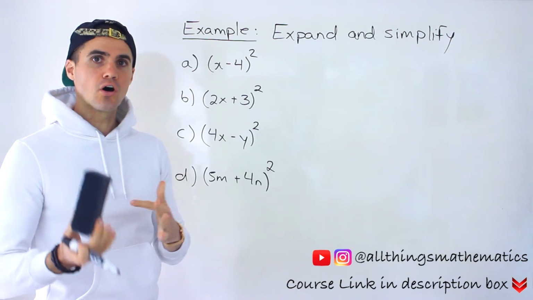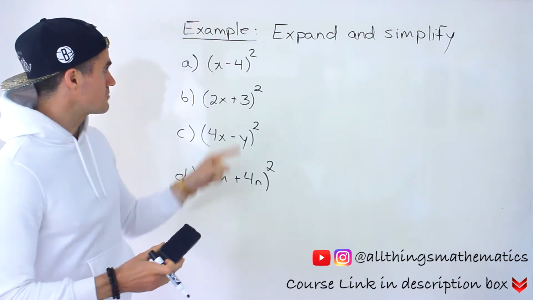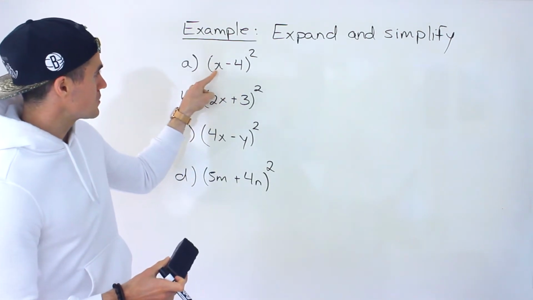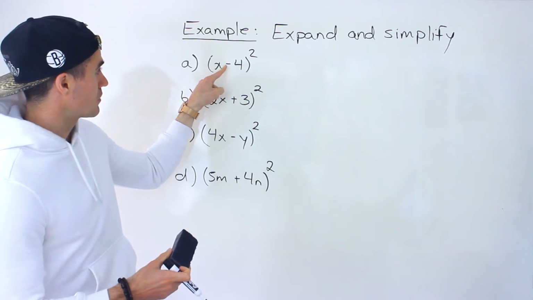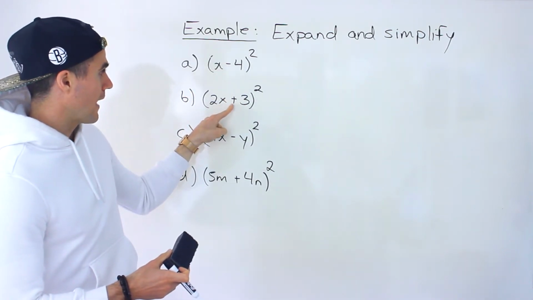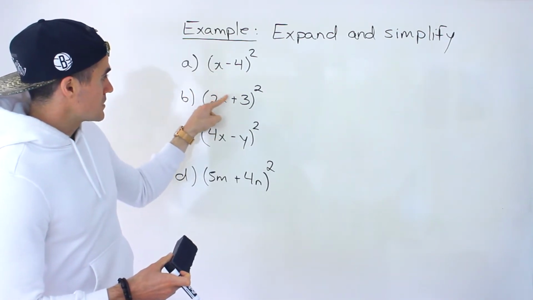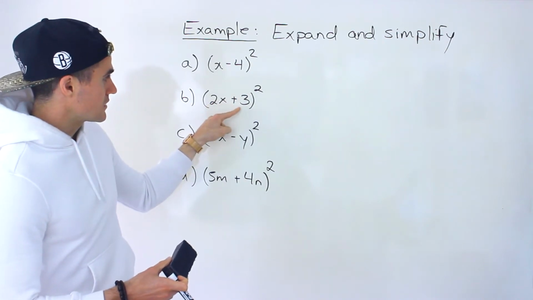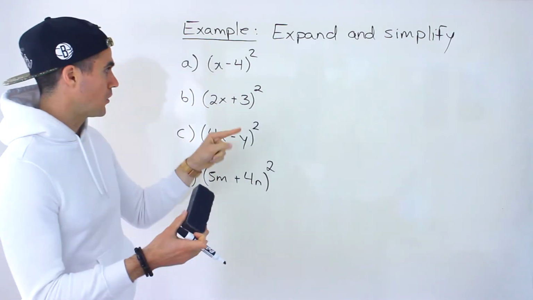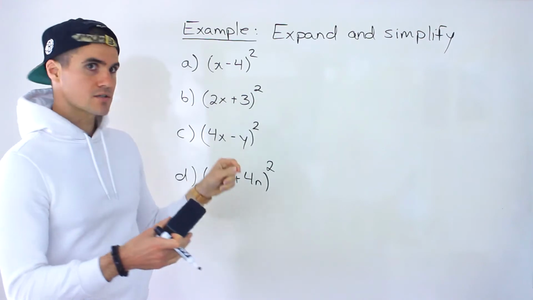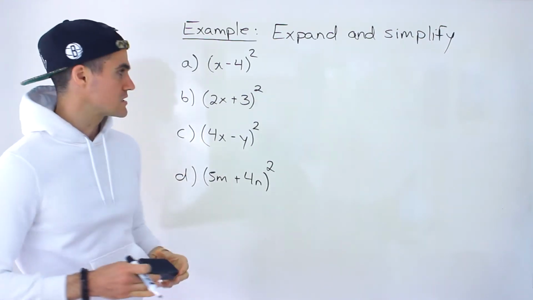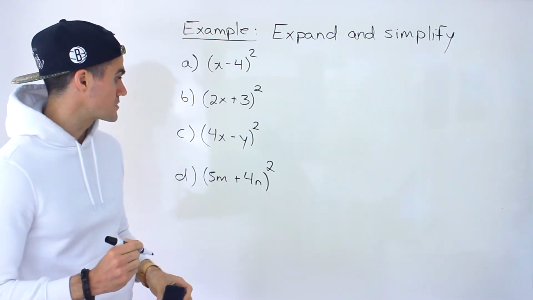And notice that these are all squared binomials, meaning the binomial is in the bracket, so it's two terms that are either subtracting or adding, right? So this is like one term and then this is the second term. That's why it's a binomial. And then what we're doing is we're squaring it. So a common term you'll see for this is squaring binomials.